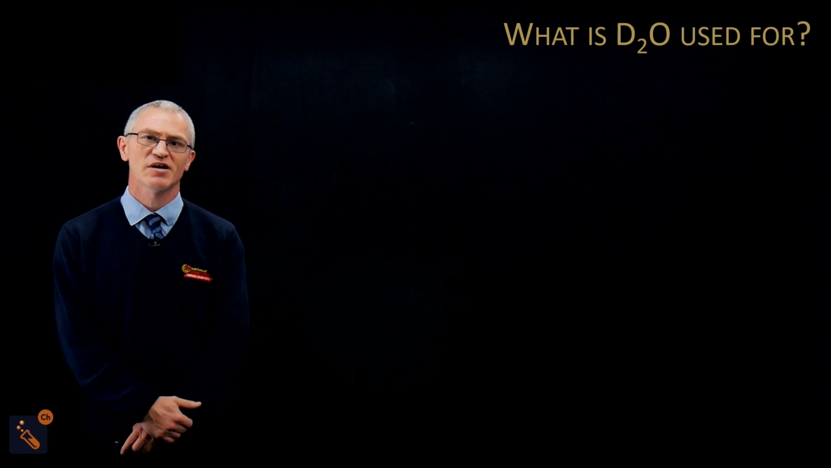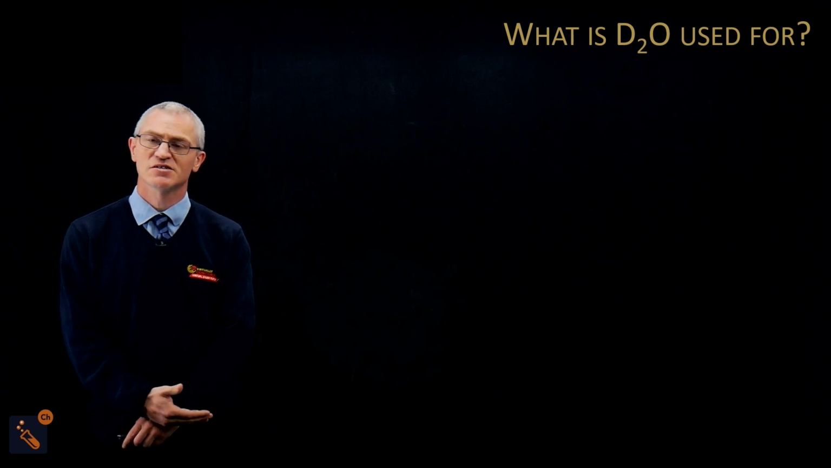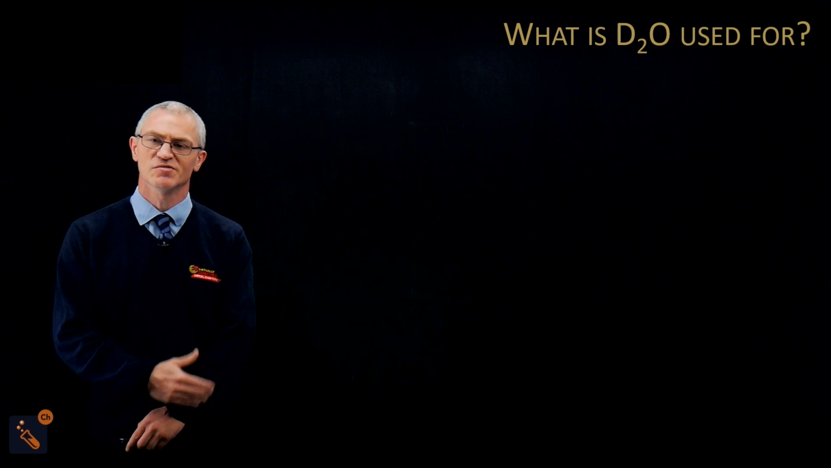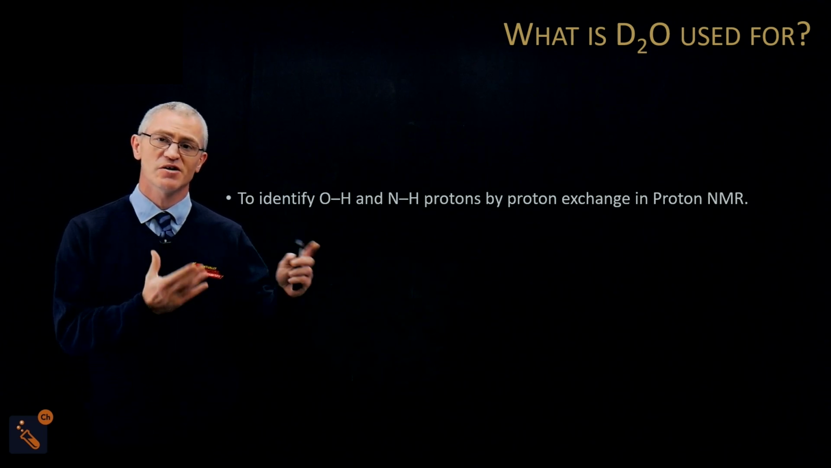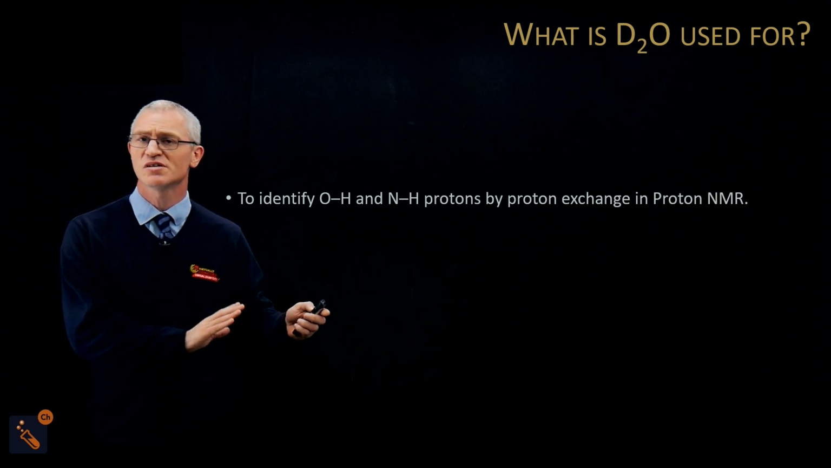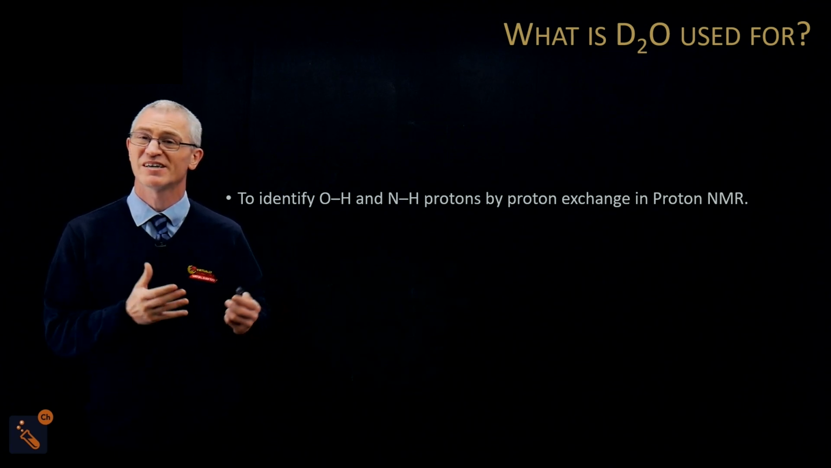So what is D2O actually used for? D2O is basically the deuterated form of water. So imagine H2O, but instead you replace the hydrogen with deuterium, so D2O. You can use it to identify OH and NH protons by something called proton exchange. So the deuterium exchanges with the hydrogen. And if you do that in proton NMR, it can have certain effects.